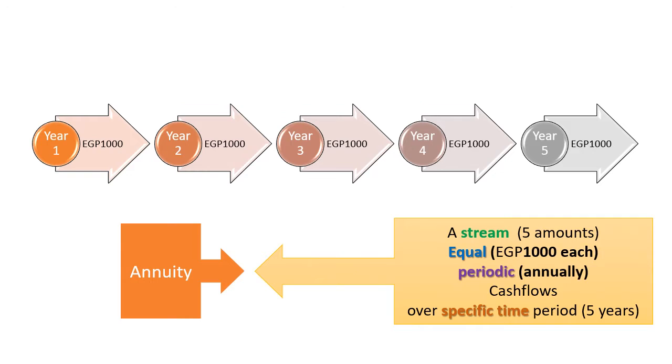Why? Because Mr. Ahmed deposited 5 times equal amounts, 1,000 Egyptian pounds, periodically. He deposits in each year over a specific time period, which is 5 years. So today we will learn how to find the future value of an annuity. The future value of accumulating 1,000 deposited 5 times over 5 years.